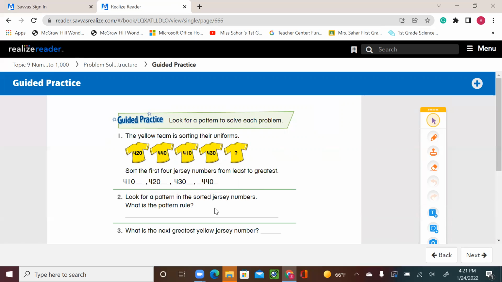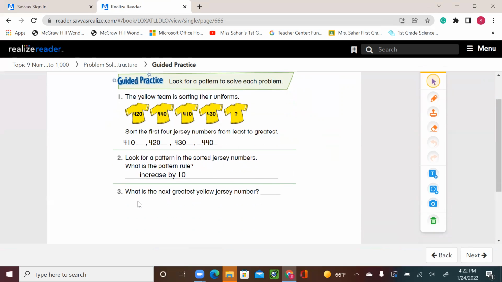What does that mean? That means I can tell that the hundreds remain the same and the ones remain the same, only the tens increase by 1. That means I'm skip counting by 10. So 410, 420, 430, 440, 450, and so on. So let's answer this. Look for a pattern in the sorted jersey numbers. What's the pattern rule? Increase by 10. So let's put this down. This is the pattern that I figured out by arranging the jersey shirts from least to greatest. All right. Third question.